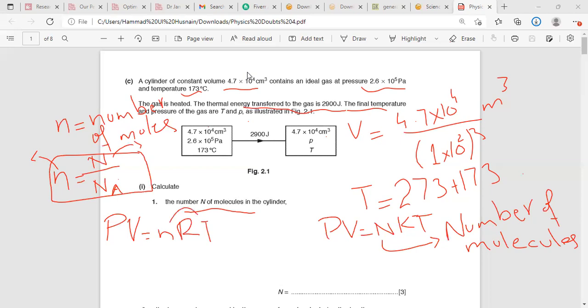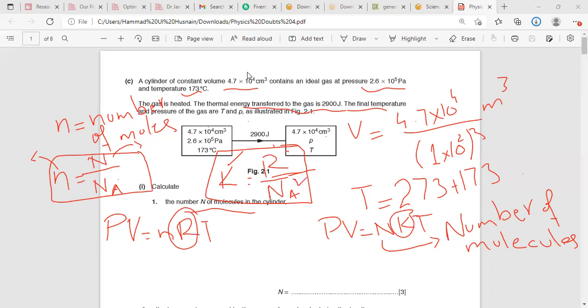Similarly, we have a relation between R and K as well, right? If we plug in the value of small n over here, we can find that K will be equal to R divided by Avogadro's number. This is the relationship between K and R. If you forget the value of K, you can find it. Are you familiar with Avogadro's number?